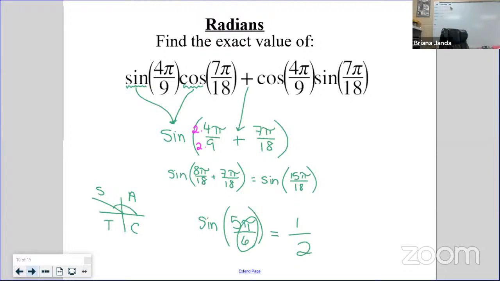Questions? So again, if at this point it doesn't simplify, something went wrong. And if it doesn't simplify down to a unit circle value, something went wrong. It will always take us to a unit circle question on these. Okay.